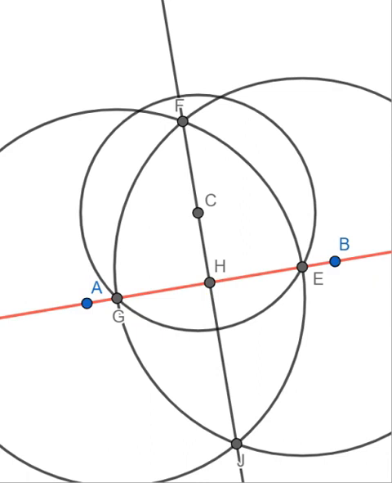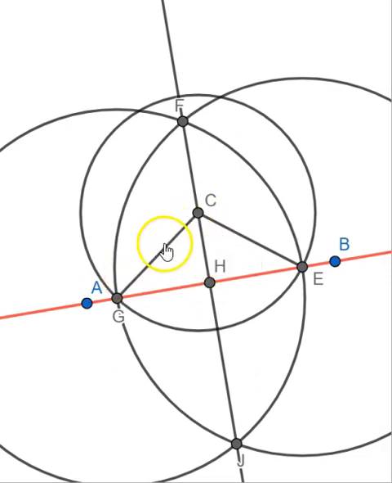I think by this time you should have an idea as to what the next step is. Next step is to connect these 2 points, GC and CE. Now let's look at the triangles GHC and EHC. I'm saying they are congruent to each other.